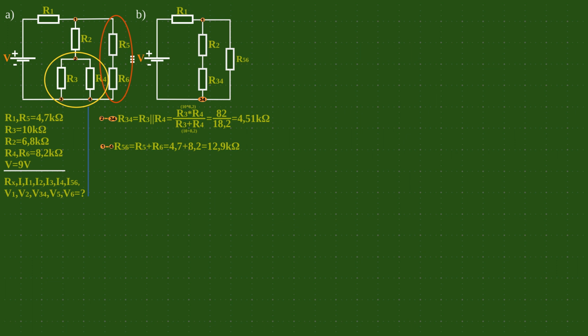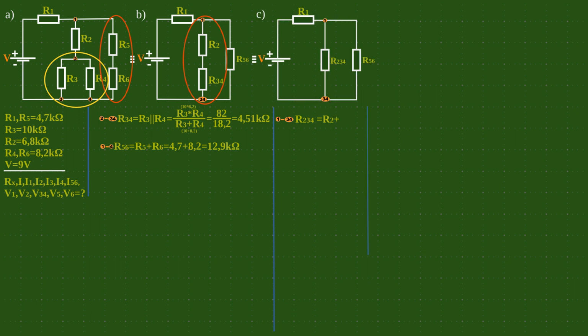Now we can simplify the diagram. We see from diagram B that resistors R2 and R3,4 are in series and we calculate it the same way as R5,6.